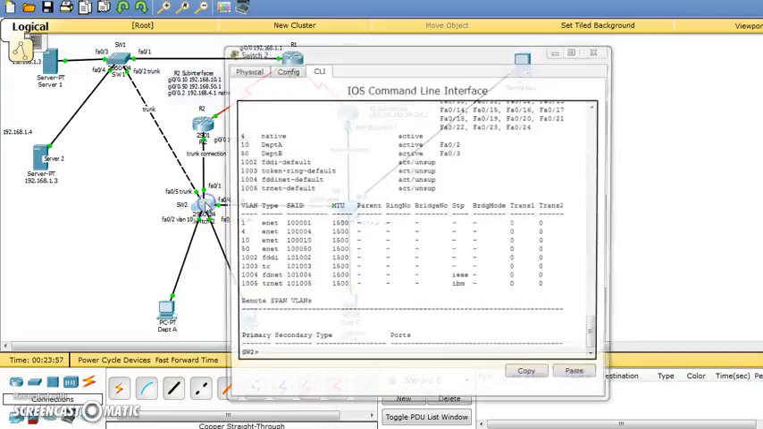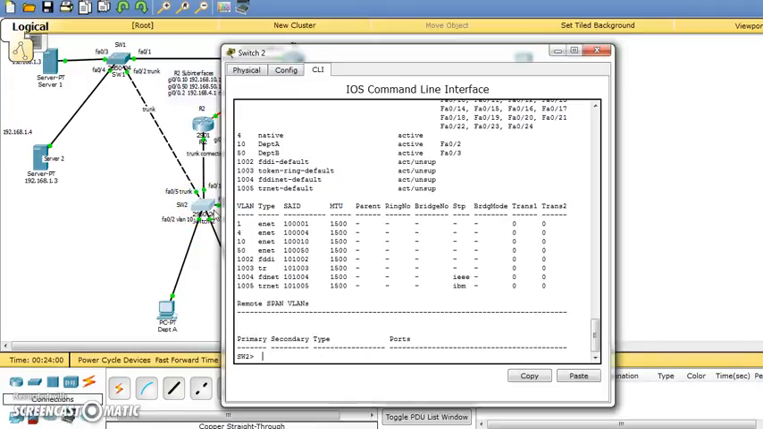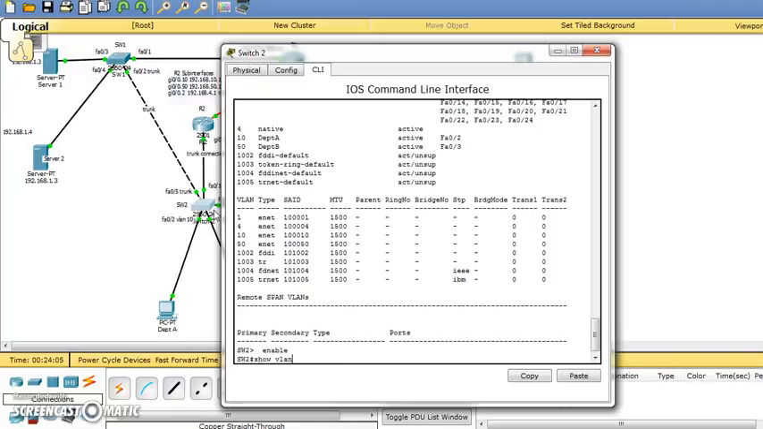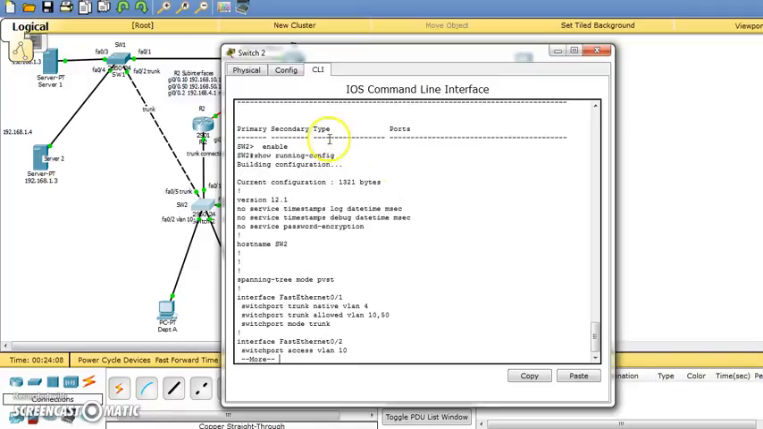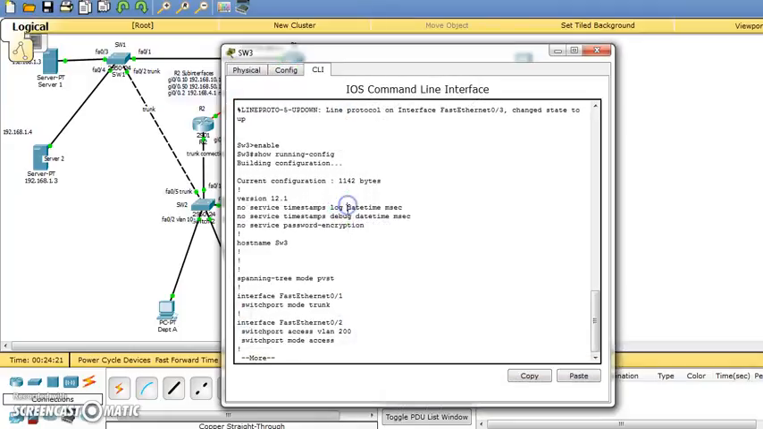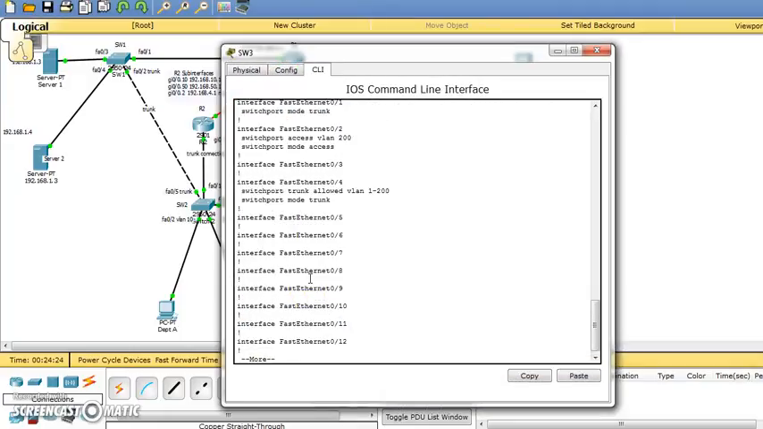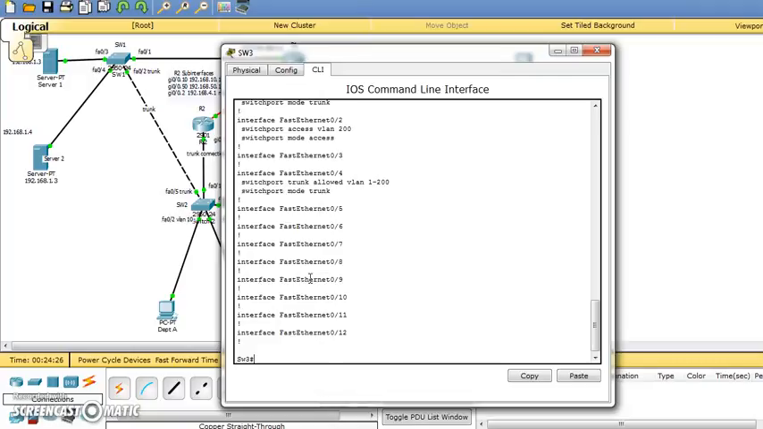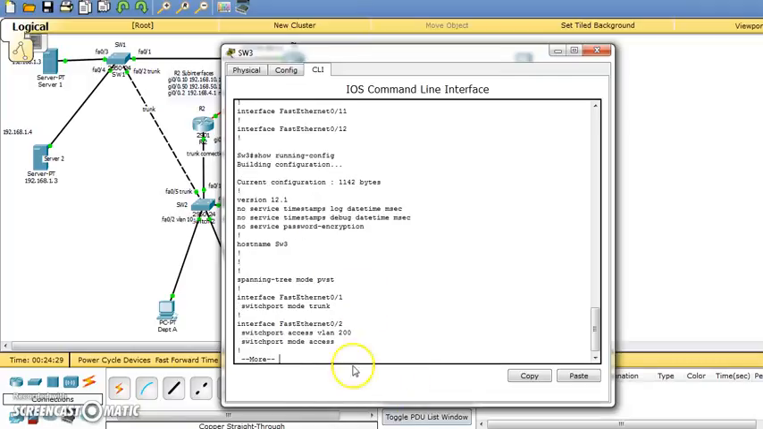Alright, and I'll go to switch 2 and I've got to enable. Show running config on there, and you can see here our trunk for the VLANs on switch 2. It's right there. And our switch 3, show running config, and you can see here that our trunk mode is on port 1 of switch 3.